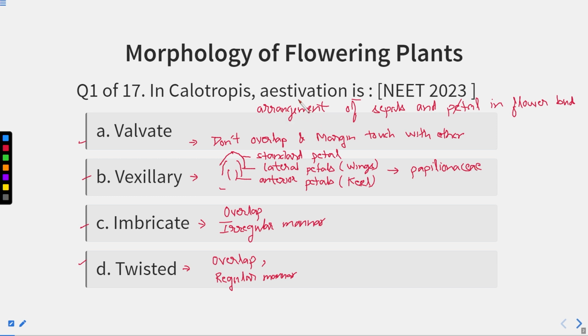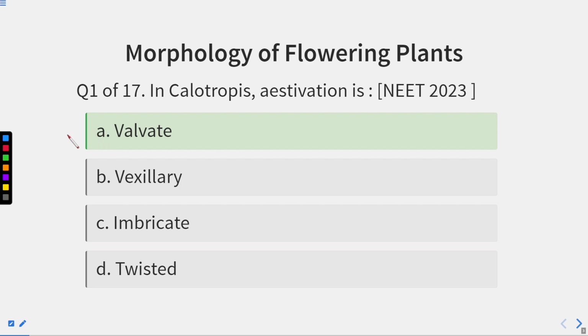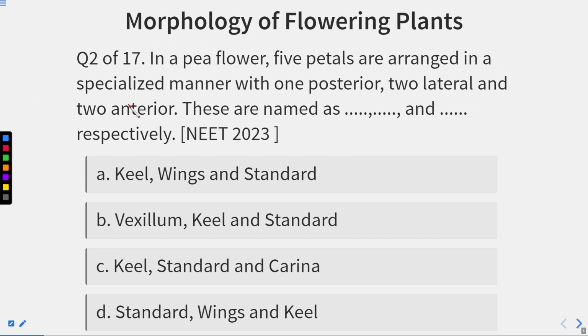Alright, now they are asking in Calotropis which estivation is seen. So this is a direct question. Answer is valvate. Now coming to the next question, here they are asking in pea flower. Okay, Pisum sativum is known as the pea. Alright, five petals are arranged in a specialized manner. They are saying with one posterior petal, two lateral petals and two anterior petals. This I've already explained. They're talking about the vexillary estivation.